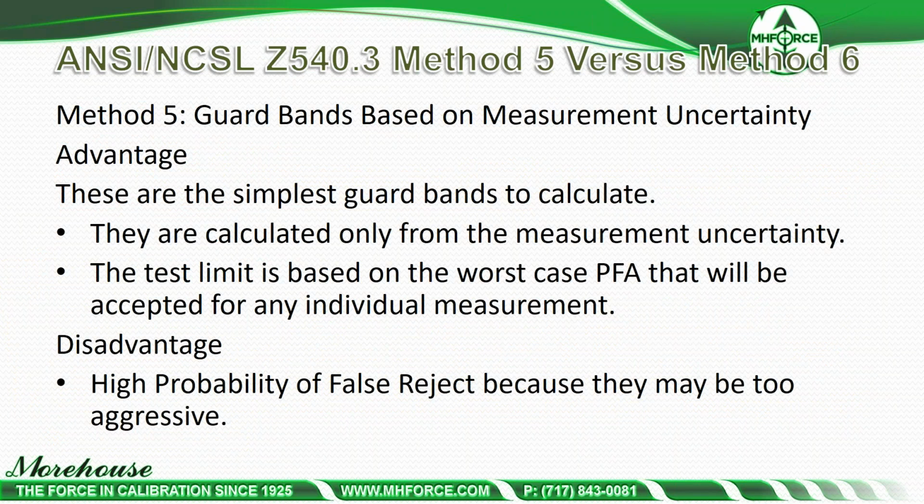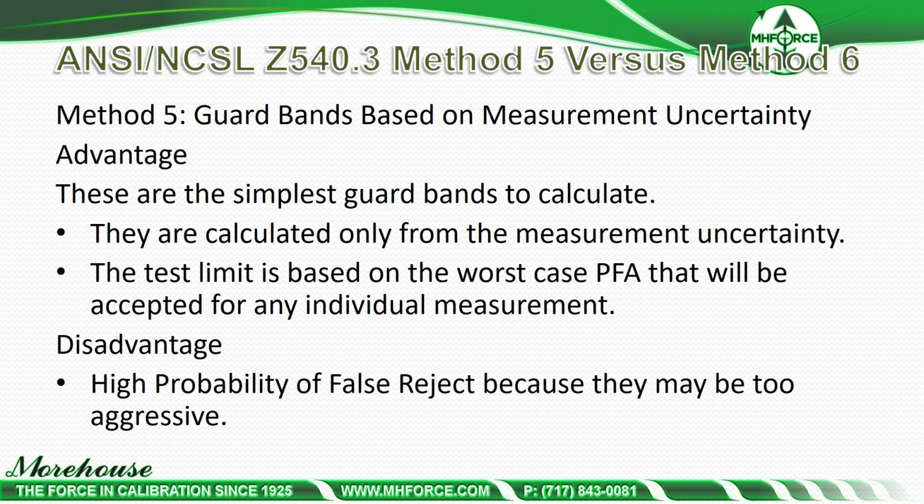So we have method 5 versus method 6. These are the two I'm saying, hey, they're in ANSI C540.3. They're very easy to implement. There'll be more that come out with the new standard. People will be promoting different ones, different ways to do things. But these two are very simple to calculate, so we can discuss these.